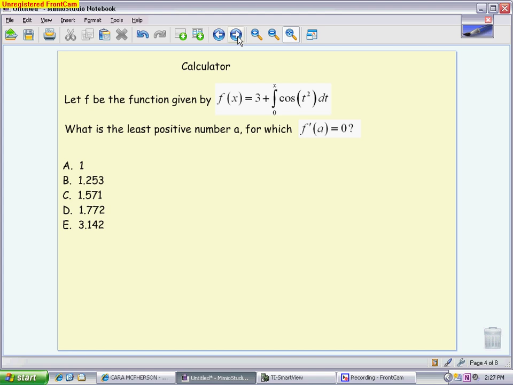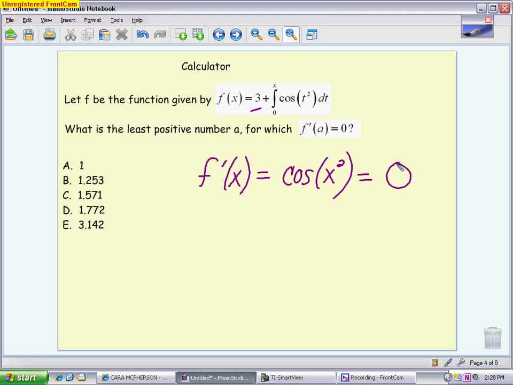So the first thing I need to do was differentiate it, and this is that fundamental theorem of calculus once again. When I differentiate 3, I get 0, so that's gone. When I differentiate the integral, I get cosine of x squared, and I want to know when that equals 0. The reason the directions say the least positive number is what we know about trig. We actually can get a lot of times when cosine equals 0. You can go around and around the unit circle. It wants the first positive one.